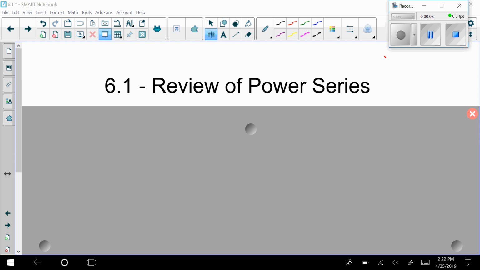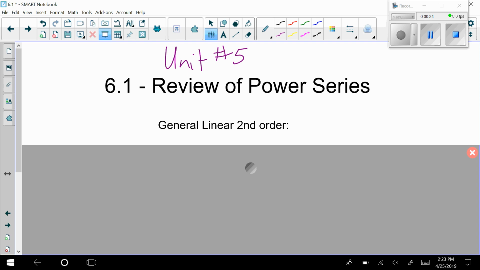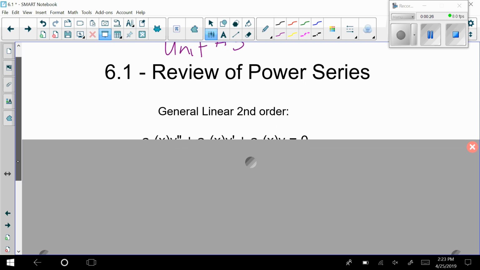Hello, differential equation students, and welcome to unit number 5. Okay, this is our final unit. This will contain sections over chapter 6. And what we're going to do in 6.1 is review some power series, which you should have seen in calc. You should have definitely seen these in calc 1 and 2. We didn't do these in calc 3.